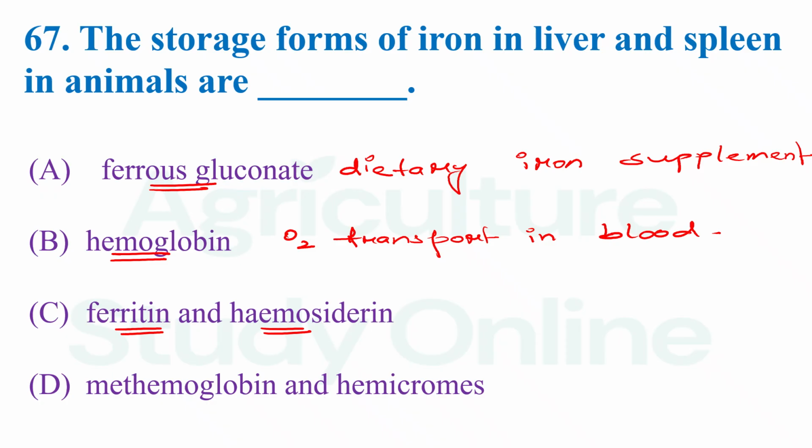Methemoglobin and hemichrome are forms of oxidized hemoglobin and are not involved in any iron storage, since they are oxidized ones. So the correct option over here should be option C, that is ferritin and hemosiderin.